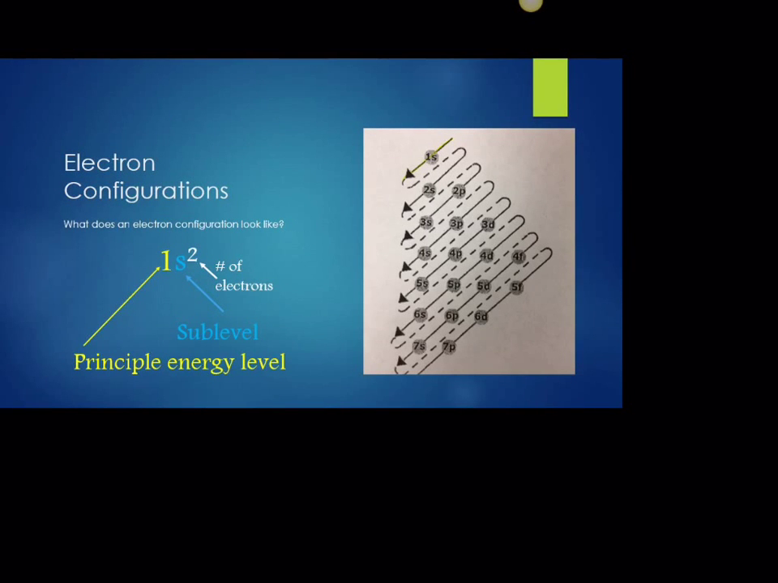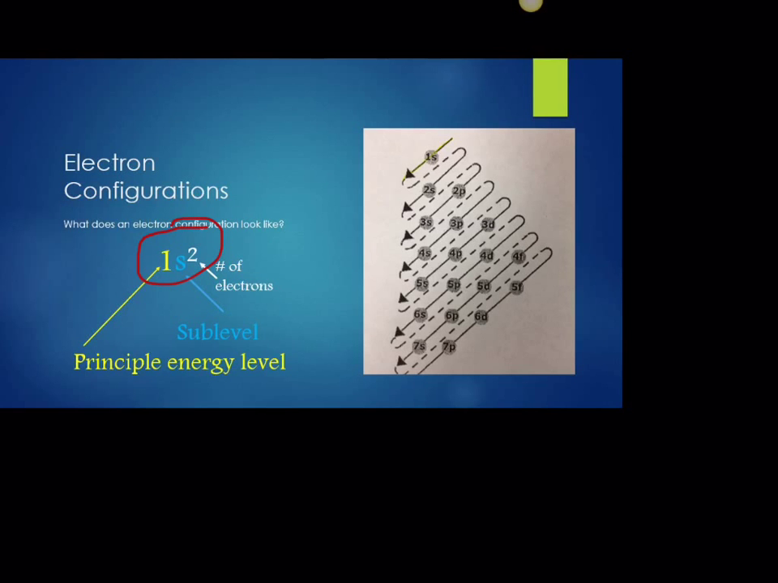Okay, so today we're going to do electron configurations. They're a lot less time consuming than orbital notations. They're easy, but they're a shorthand version of showing the electrons. So they're going to look like this. What does an electron configuration look like? They are going to look like this, where you have this little shorthand going on.